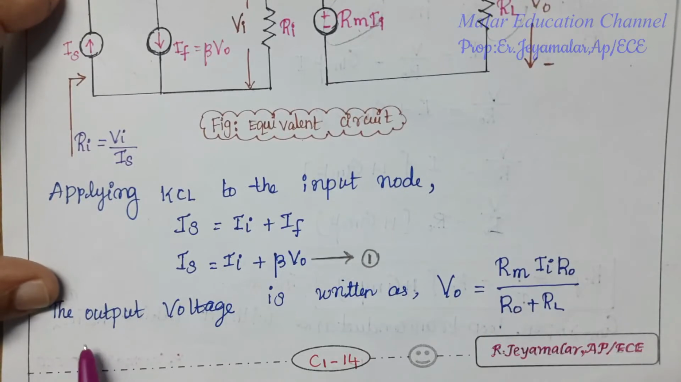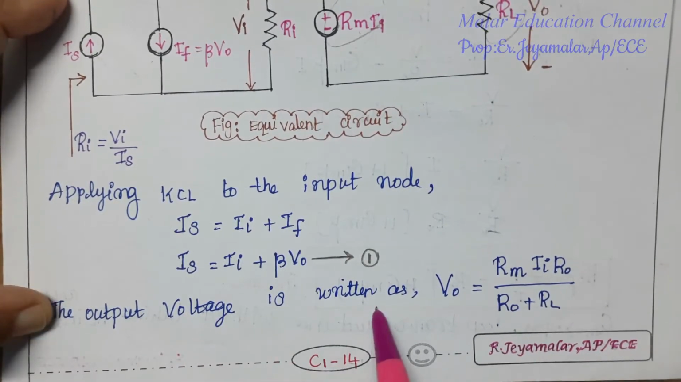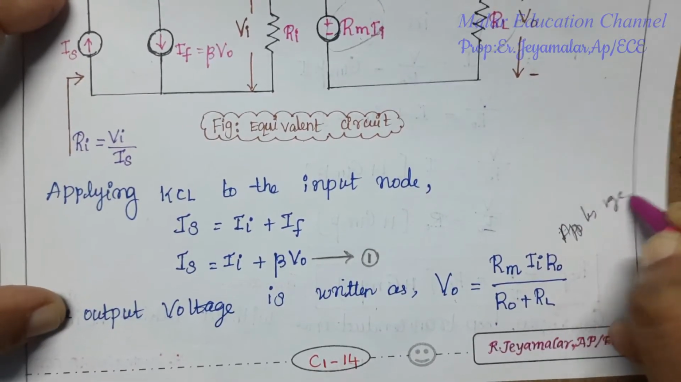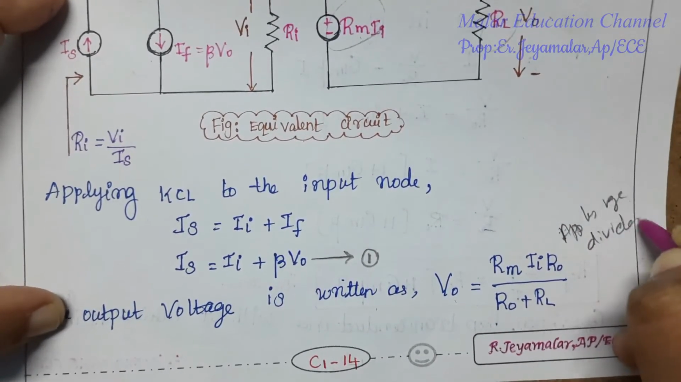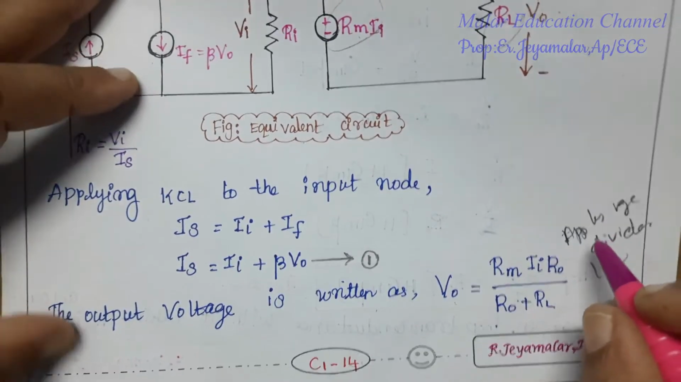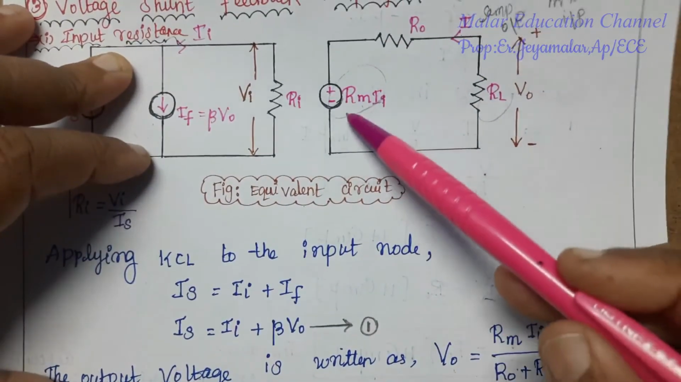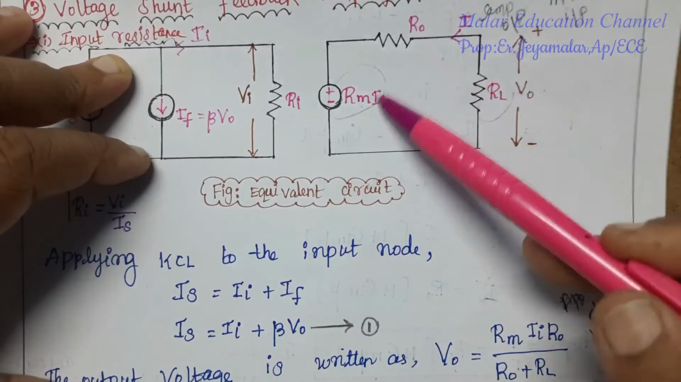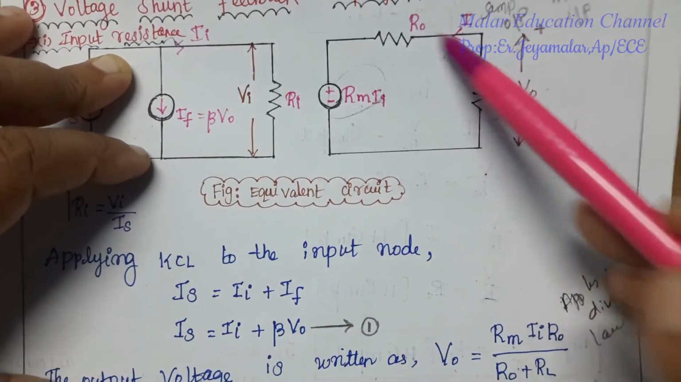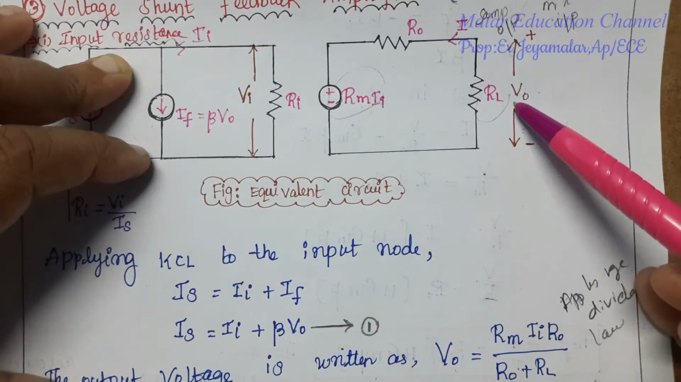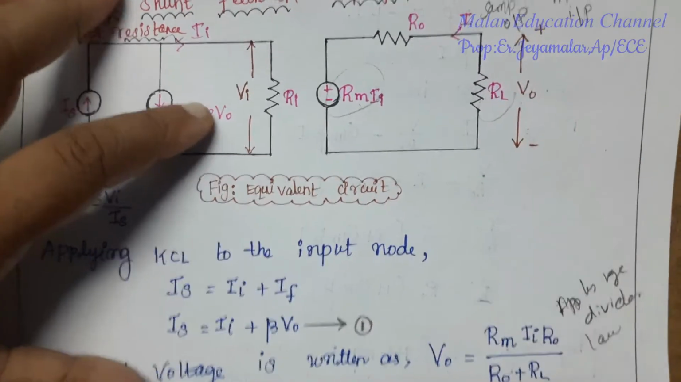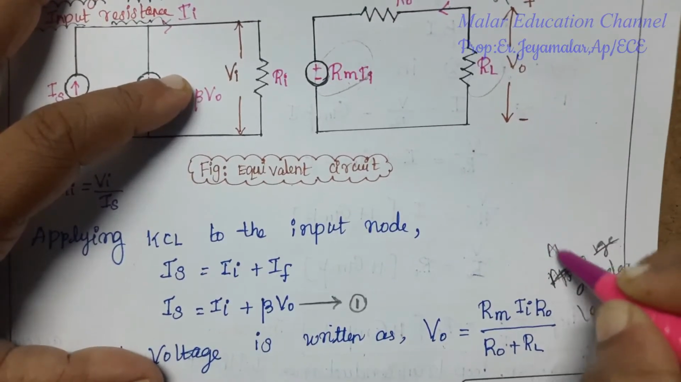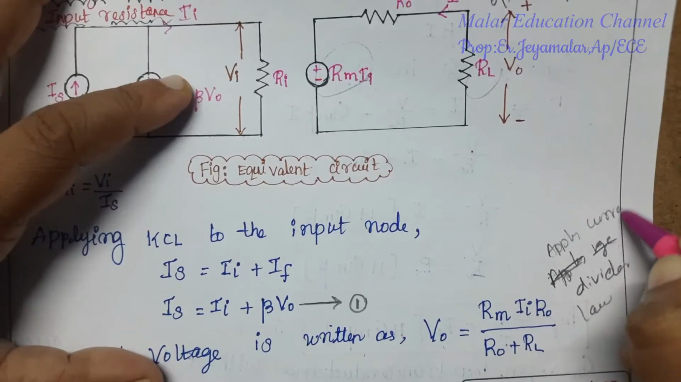Next step, the output voltage is written by applying the voltage divider law. Rm into Ii and the resistor R0, both are multiplied, the whole divided by R0 plus RL. Sorry, this is for the current divider law. Apply current divider law.